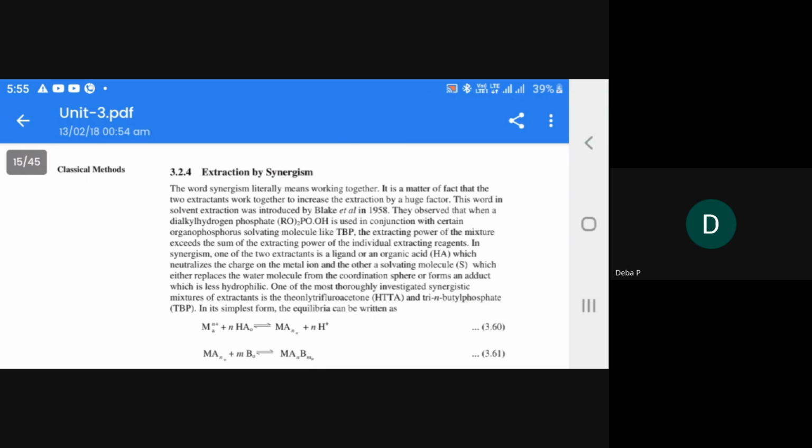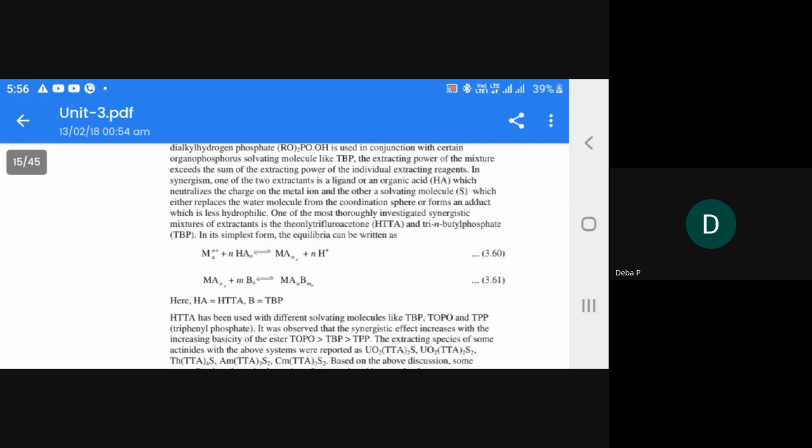As you can see here, one of the most thoroughly investigated synergistic mixtures of extractants is thenoyltrifluoroacetone, HTTA, and tri-n-butyl phosphate, TBP. In its simplest form, the equilibrium we can write with thenoyltrifluoroacetone HTTA abbreviated as HA, and TBP, tri-n-butyl phosphate, as B. So the metal ion reacts with HA.